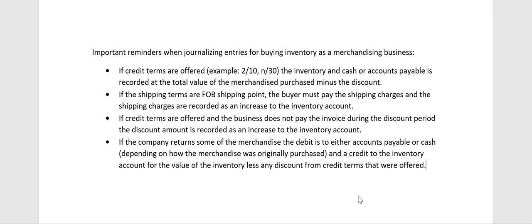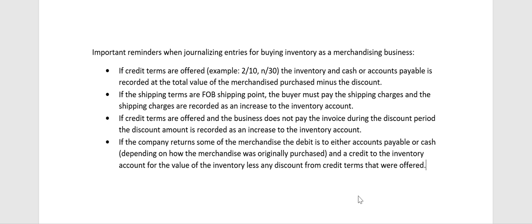In this example, we are going to be looking at the journal entries to record when a merchandising business purchases inventory for their company. So there are a few important reminders that we want to take a look at before we get into our example. First, we have to look at credit terms.